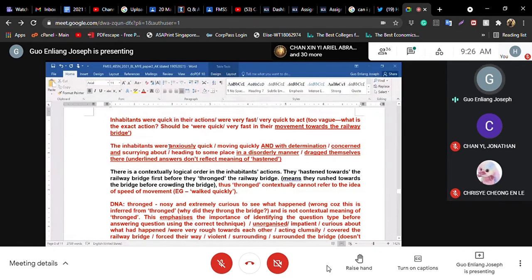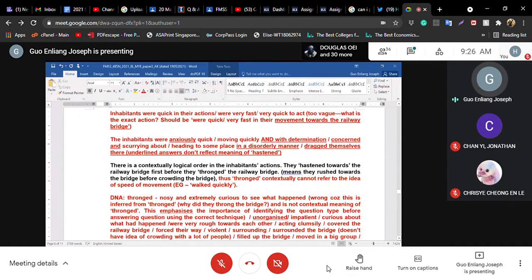All right, then after that, these are wrong. Anxiously is wrong because it's talking about manner of movement. Quick is correct, but one correct and one wrong is wrong. Same here, quickly is correct, but the underlined words are wrong. Therefore, it is wrong. The underlined words do not reflect the meaning of hasten.